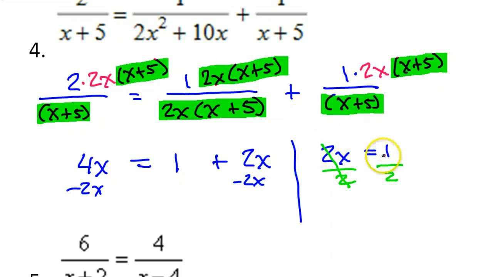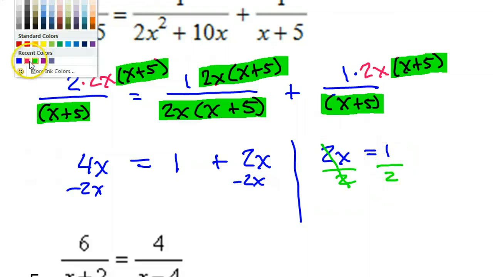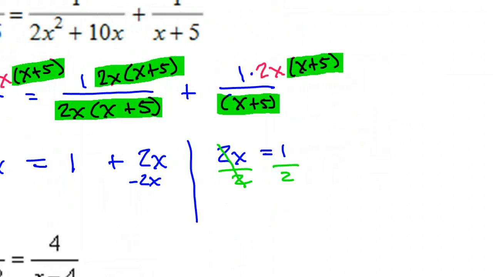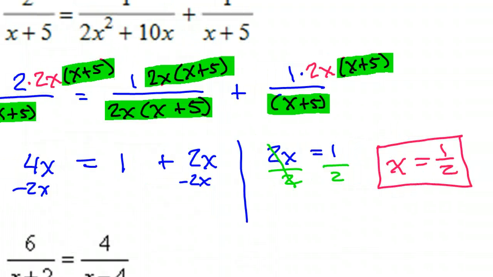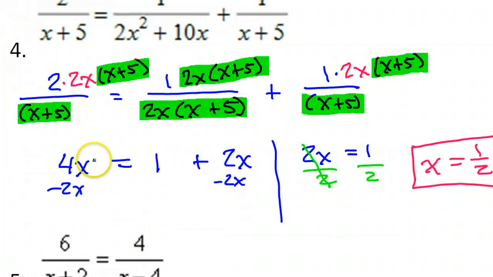Okay, so that's going to give me x equals 1/2. So x equals 1/2. That is the solution to this equation. Now let's go back and talk about excluded values, which is also very important.